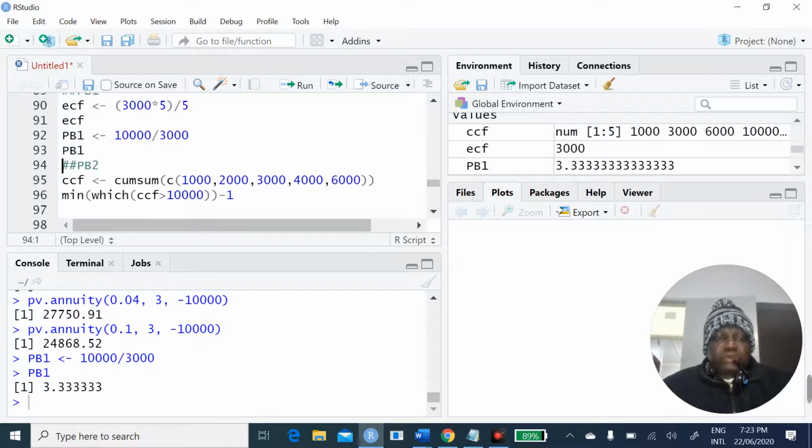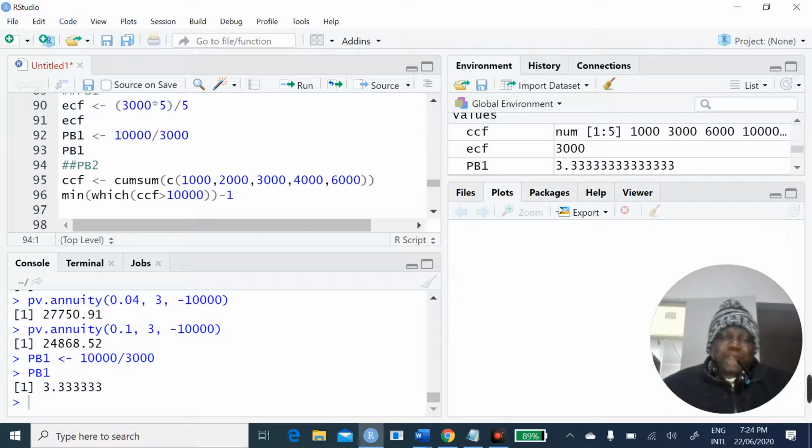The first one is to calculate the cumulative sum. I call that one CCF. Yeah, I have cum sum, C, then this is the cumulative sum. Then after that, you have a situation whereby if you add up, you are going to get that 10,000. Here you have 10,000 amount of investment. Here we have 1,000, 2,000, 3,000. It's in the 4th year.